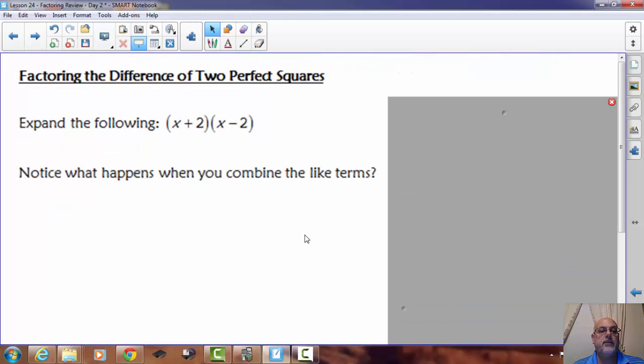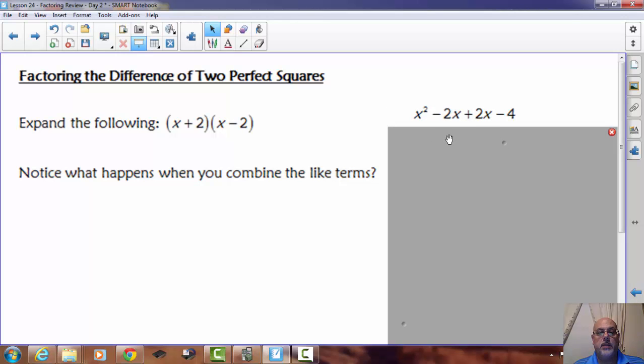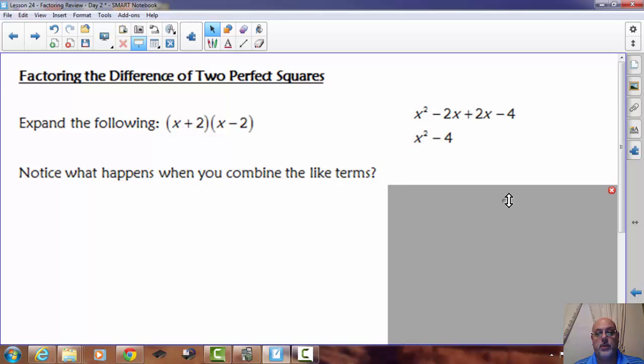Let's take a look at factoring the difference of two perfect squares. Let's start out by taking two binomials and multiplying them. When you multiply x plus 2 and x minus 2, that's what you get. But notice what happens to the two middle terms. When you combine those two middle terms, they disappear. They drop out because they cancel each other out. If you notice what's in the parentheses, the factors are the same except the signs are different. One's a plus and one's a minus. So that's what happens when you factor the difference of two perfect squares.